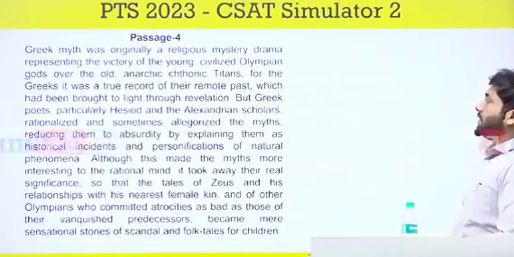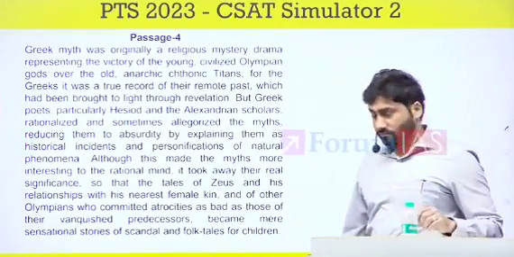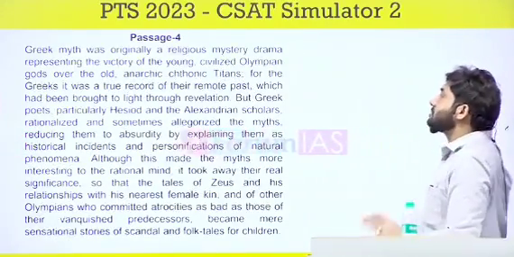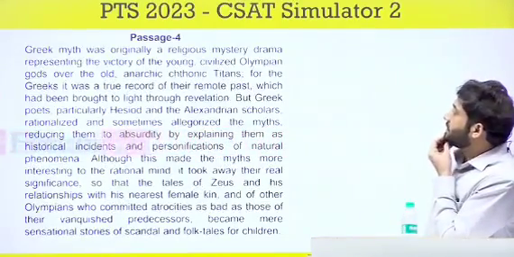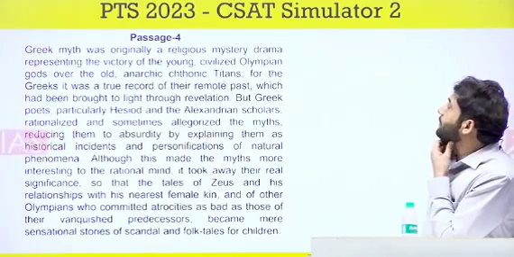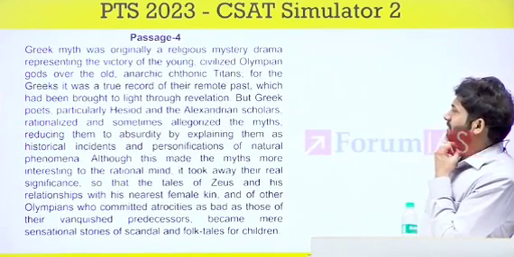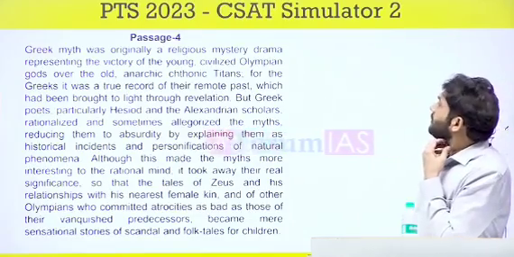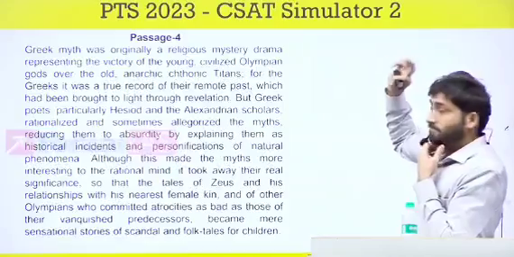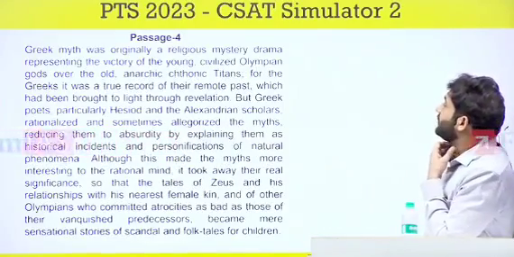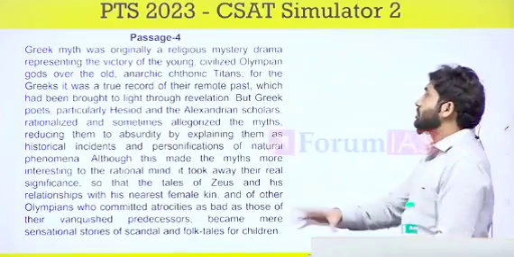Next. So the next passage talks about Greek myth. Greek myth was originally a religious mystery drama representing the victory of the young, civilized Olympian gods over the old, anarchic, chthonic Titans. For the Greeks, it was a true record of their remote past. Greeks believed that it was the true record of their remote past, which had been brought to light through revelation.